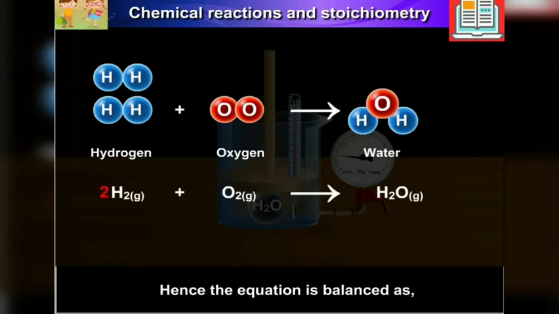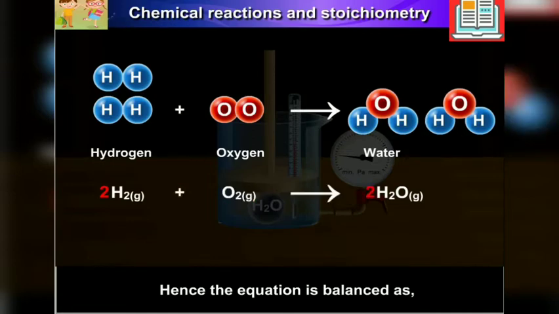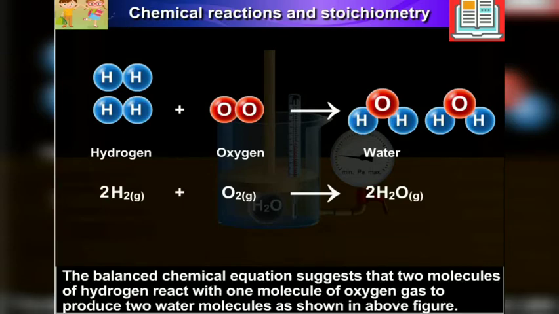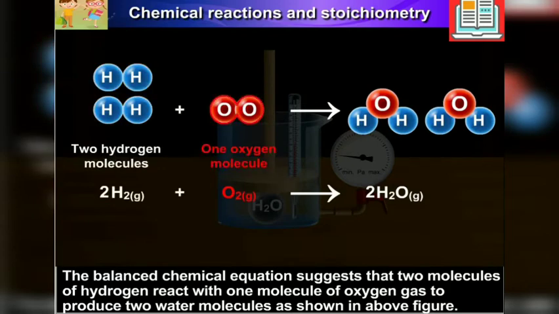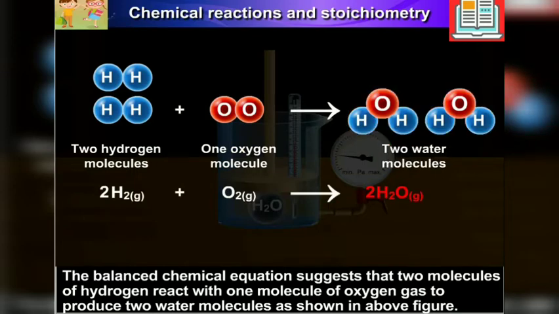2H2, gaseous, plus O2, gaseous, gives 2H2O, gaseous. The balanced chemical equation suggests that 2 molecules of hydrogen react with 1 molecule of oxygen gas to produce 2 water molecules, as shown in the above figure.